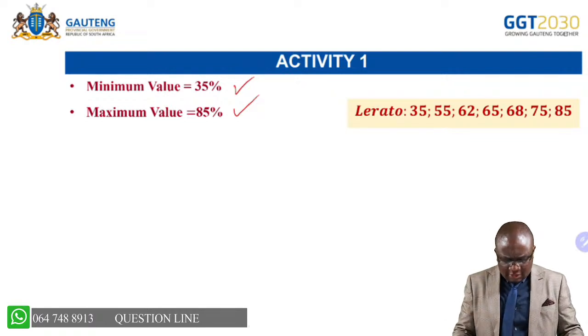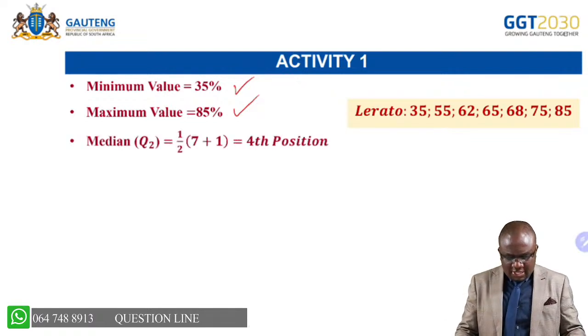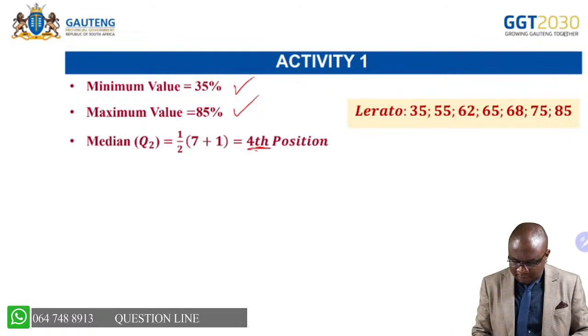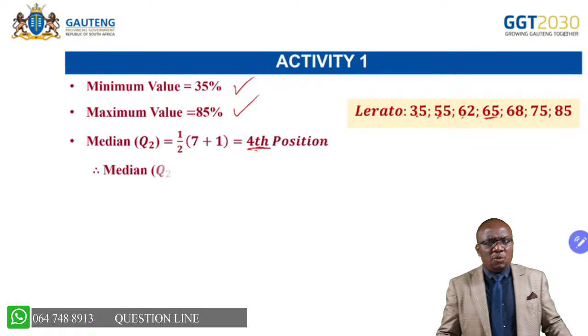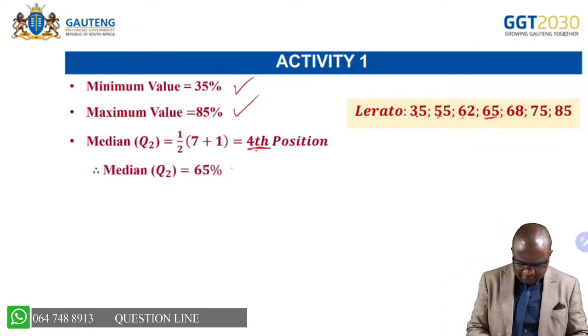Okay, right, and then let's find the median position, which is the 4th value. Which one is the 4th value? 1, 2, 3, 4. So the median, we did it anyway. It was 65%. This is a free mark.